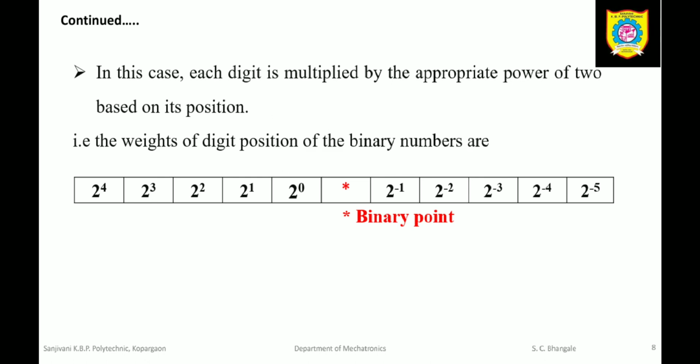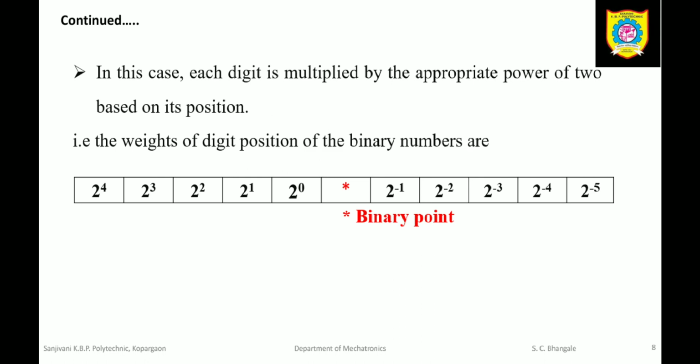Before the radix point, we have marked the positions 2 raised to 0, 2 raised to 1, 2 raised to 2, 2 raised to 3, 2 raised to 4. After the star, we have marked the positions 2 raised to minus 1, 2 raised to minus 2, 2 raised to minus 3, 2 raised to minus 4 and 2 raised to minus 5.